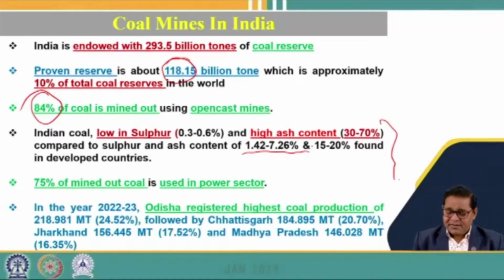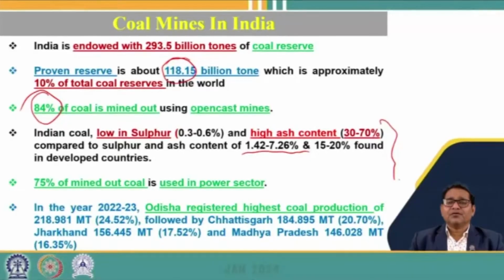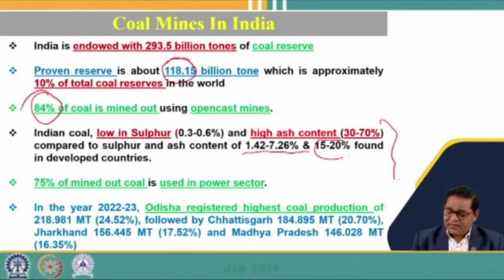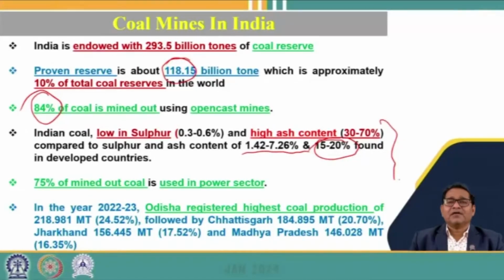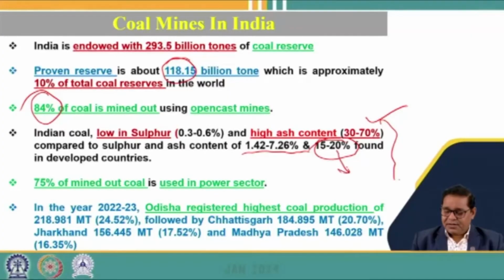The sulfur content in the imported coal is about 1.42 to 7.26%, while the ash content is merely 15 to 20%. This is an important property of the coal, because after burning, the coal generates a lot of fly ash. So in Indian coal, a lot of fly ash is generated, whereas the imported coal contains hardly 15 to 20% ash, so comparatively a very small amount of fly ash is generated from coal imported from other countries.